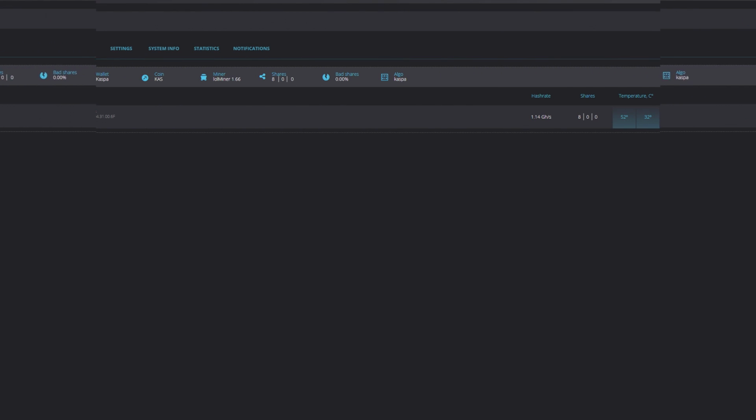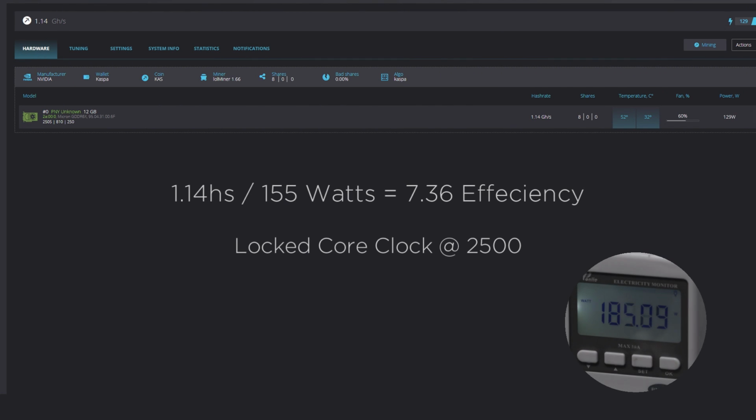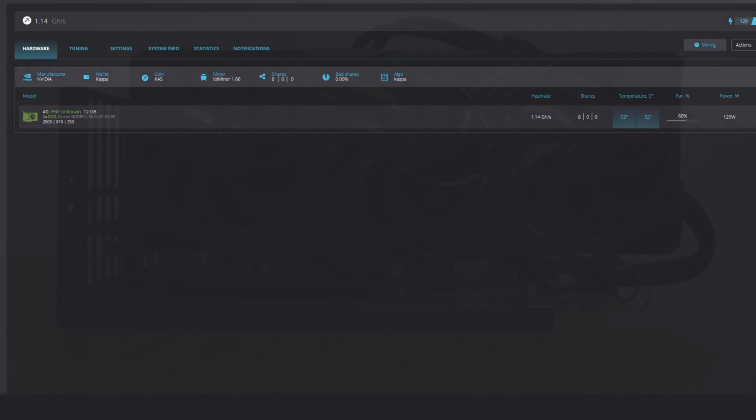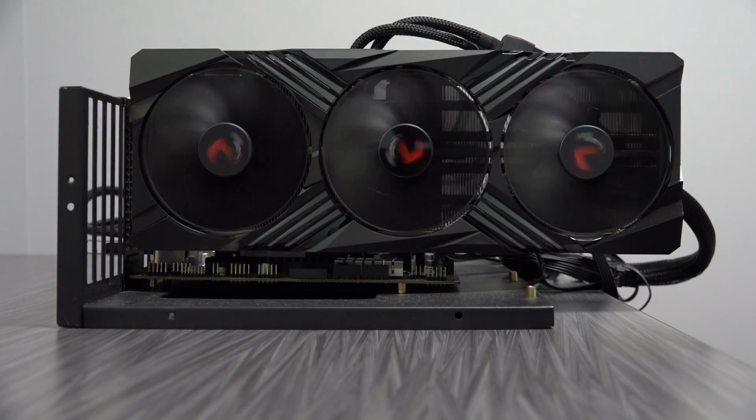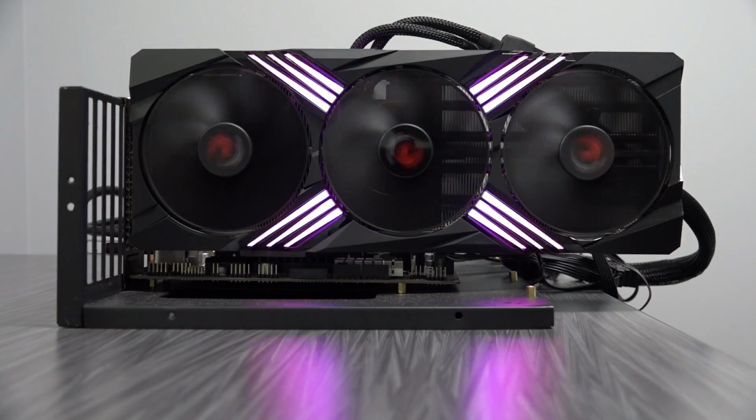For those that want to get a bit more out of the card, we can bump the core clock to 2,500. This will deliver 1.14 gigahash at 155 watts, lending to a slightly lower efficiency. If you have interest in supporting Kaspa, the 4070 Ti is very well suited. The delivered performance with Flux and Kaspa were the main reasons that I showed interest in making this investment.